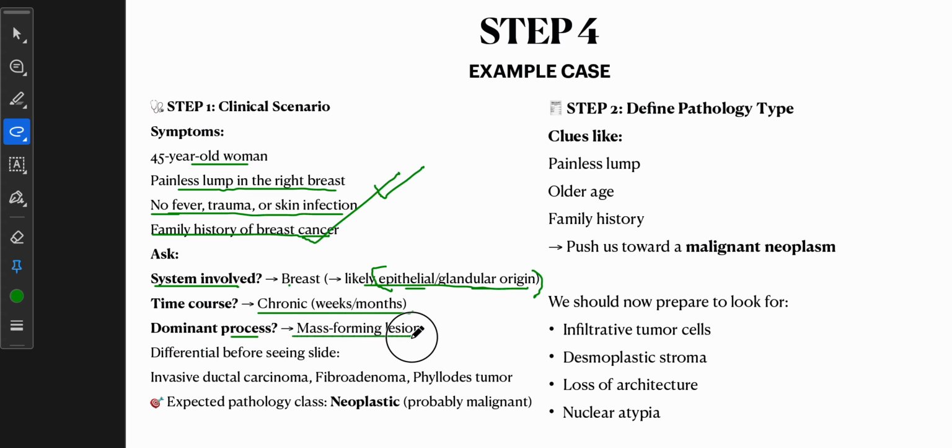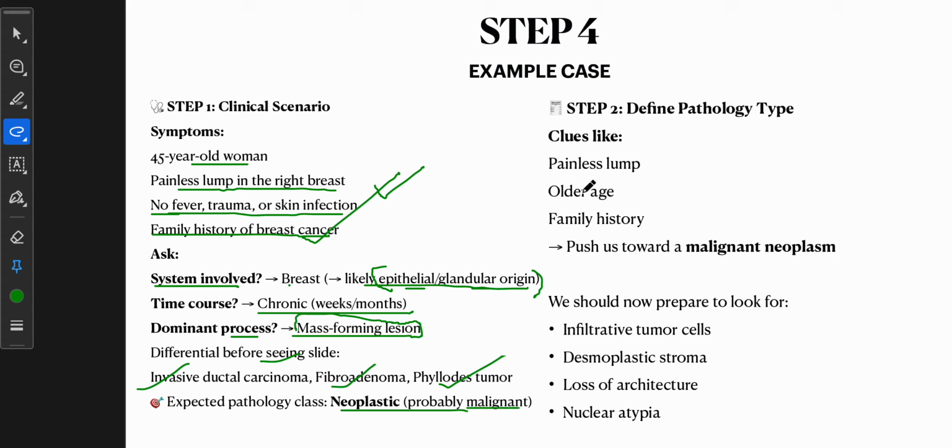There is a mass-forming lesion. There is a lump, right? So what is the differential before seeing the slide? It might be a case of invasive ductal carcinoma, fibroadenoma, or phyllodes tumor. So the expected pathology class is neoplastic, probably malignant, right?